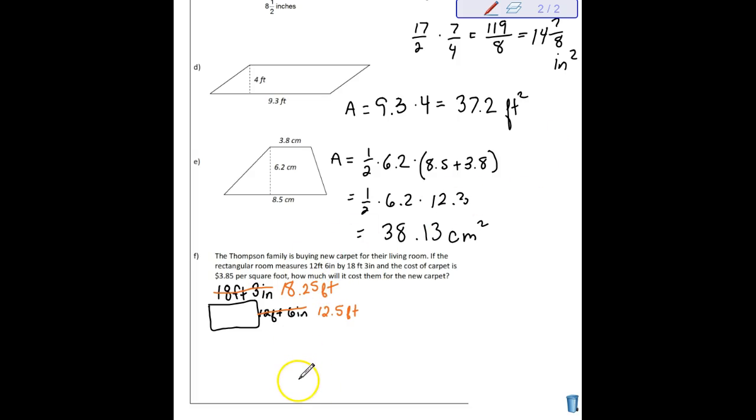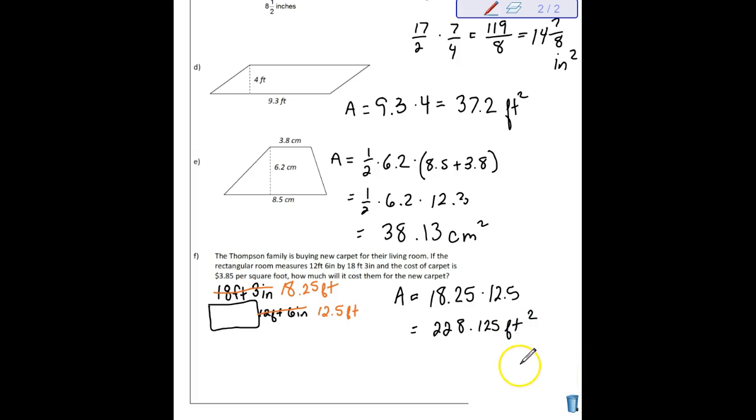This is super important. Now I have just feet, and I'm good to go, and I can go ahead and figure out the area. And it's important to do it in feet because this is per square foot. So I need it all in feet. So I'm going to take my 18.25, and I'm going to multiply by 12.5. Okay? And you can go ahead and multiply that out. And I get 228.125. Okay? And this is our square feet.